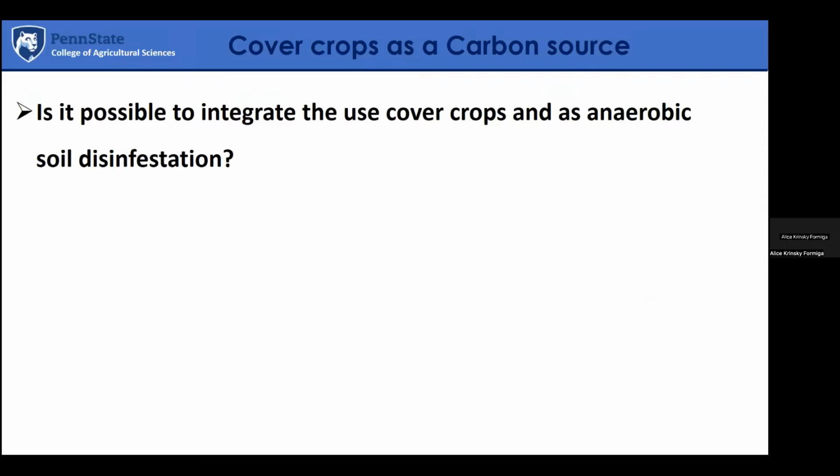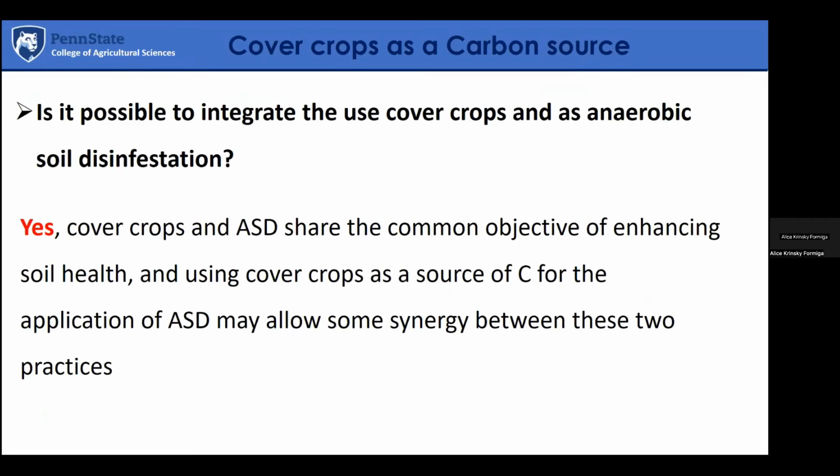Now, before we do that, the main question that we had when we started working on this was, is it possible to integrate the use of cover crops and anaerobic soil disinfestation? And the answer is yes, we can do it. We see cover crops and anaerobic soil disinfestation as two biological practices that have as a common objective enhancing soil health. And using cover crops as a carbon source for the application of ASD may allow some synergy between these two practices.